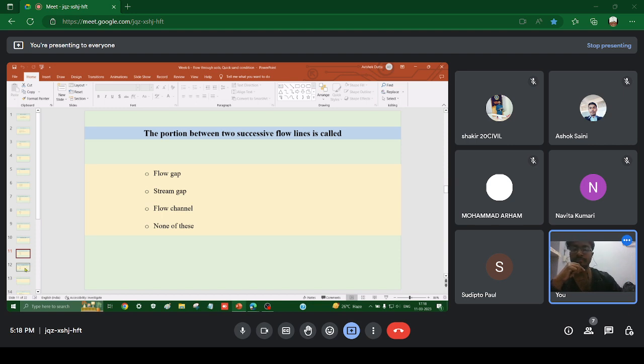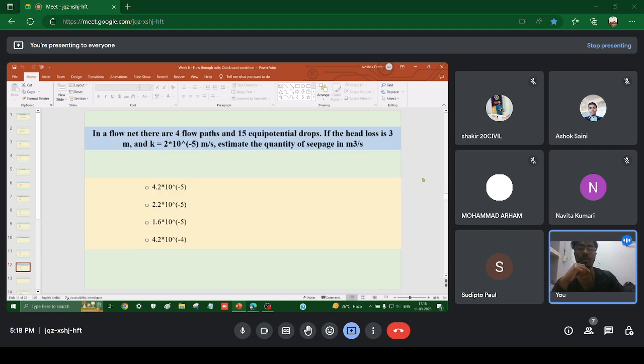Next question. The numerical. In a flow net, there are 4 flow paths and 15 equipotential drops. If the head loss is 3 meter and k, the coefficient of permeability, is equal to 2 × 10⁻⁵ meter per second, estimate the quantity of seepage in meter cube per second.